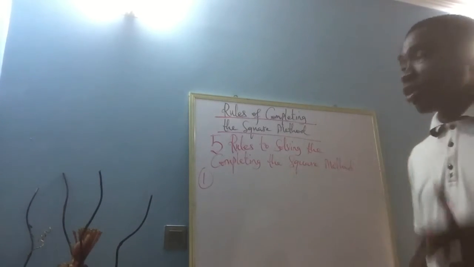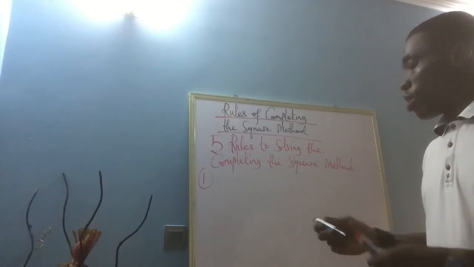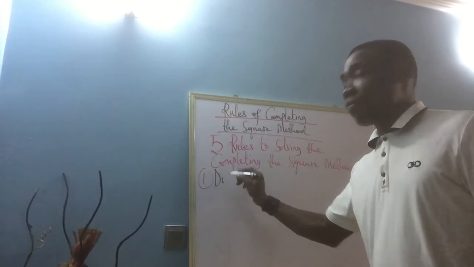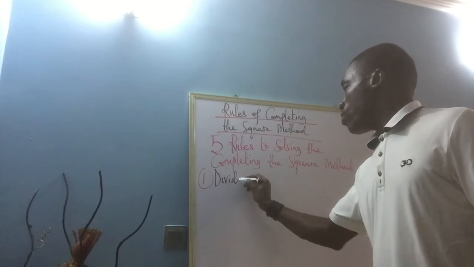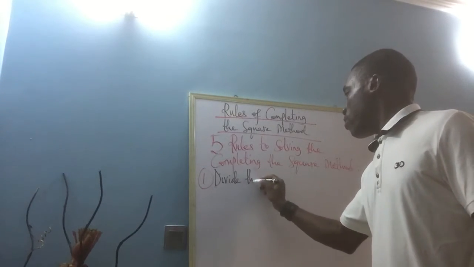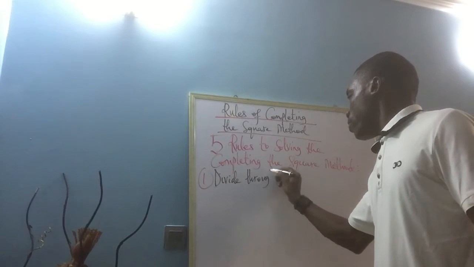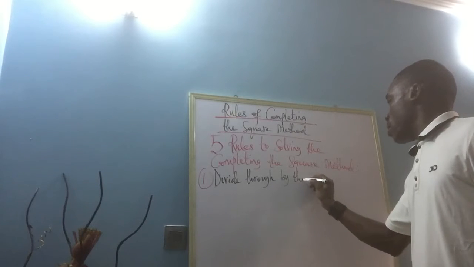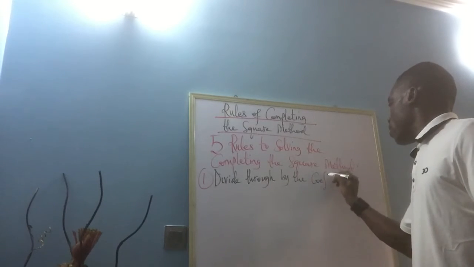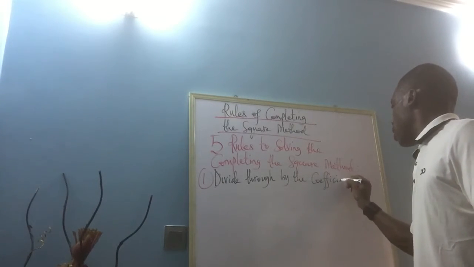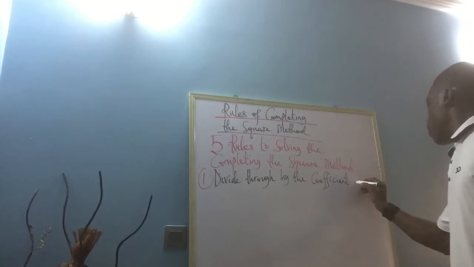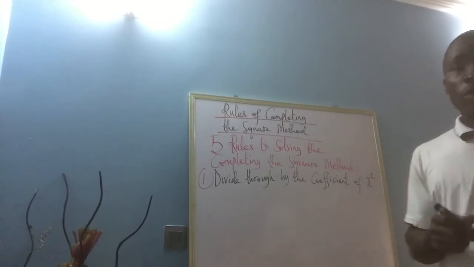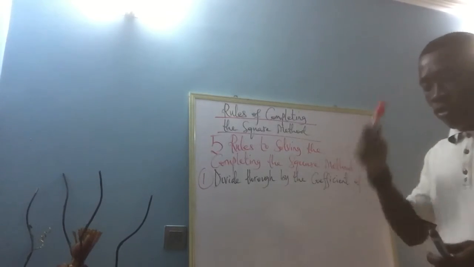The first rule is to divide through by the coefficient of x squared. Divide through by the coefficient of x squared. That is the first rule.